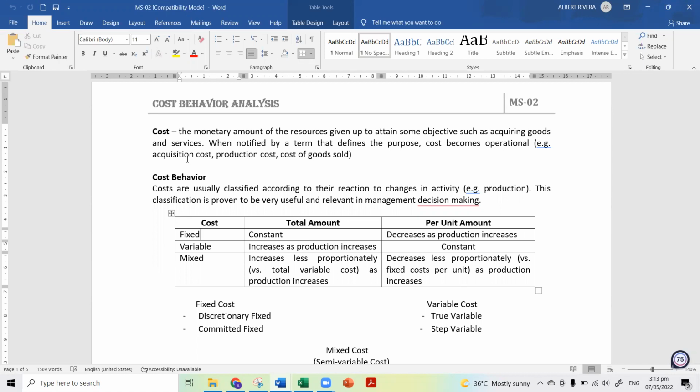What are those changes in activity? Let's say production. Okay? Ano pa? Let's say, siyempre, paggamit ng kuryente, no? Sa dami ng appliances, sa time spent, okay? Using the equipments, mga ganyan. Those are the related changes in activity. Okay?